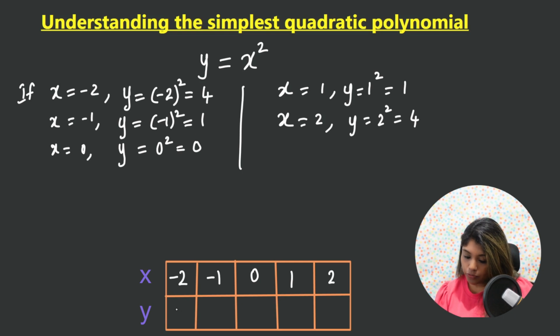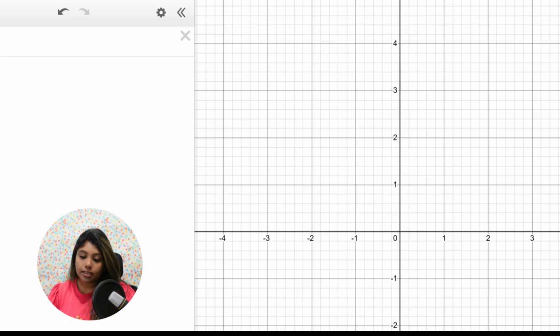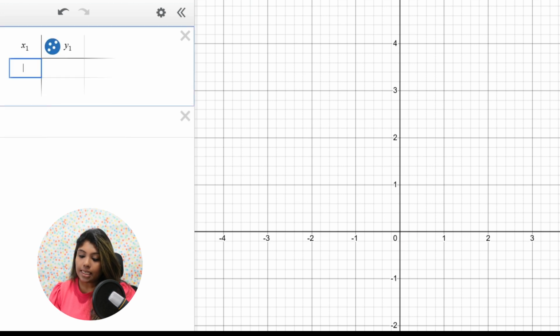So for -2, we got 4. For -1, we got 1. For 0, it is 0. For 1, it is 1. And for 2, it is 4. So let's try and plot the points. I'm going to enter the table of values here, so you can see the plotting happening as soon as I finish entering.